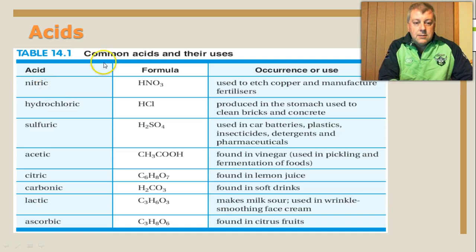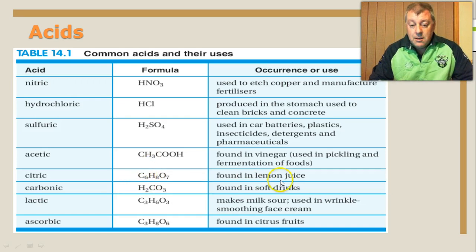Now, some common acids and their uses. Most of these we've come across before, and remember that the formulas for these aren't given to you on your information sheet. Sometimes they'll be given to you in questions, but mostly you'll have to remember the common ones: nitric acid, hydrochloric acid, sulfuric acid, acetic acid. The ones down here you don't really need to know about, but they're there because they're common.